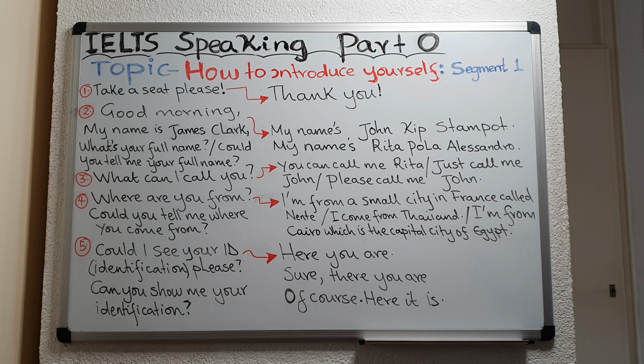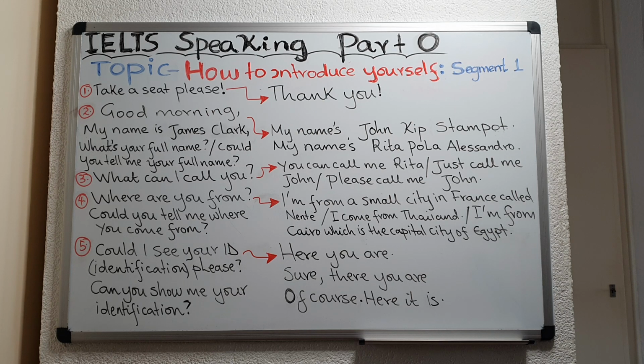Number 4, when the examiner says to you, "Where are you from? Could you tell me where you come from?" What should you say? "I'm from a small city in France called Nantes." "I come from Thailand." "I'm from Cairo, which is the capital city of Egypt."